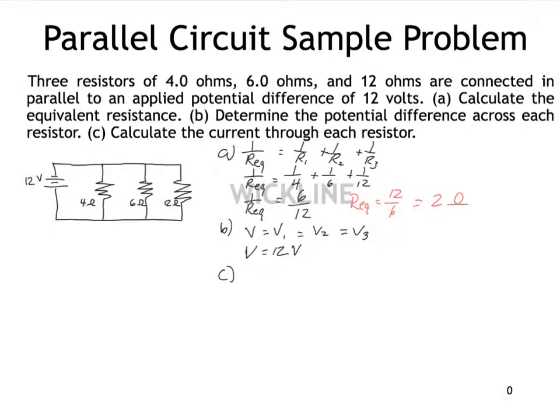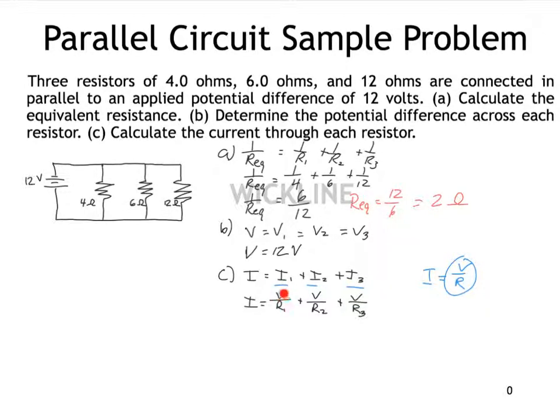For part C, we're asked about the current through each resistor, and for a parallel circuit, the currents will be different at each one of the resistors, but they'll add up to be the current at the battery. The electrons go through here, they all go different paths, they split up, but then they add back up to come back to the battery. So I is I1 plus I2 plus I3. And Ohm's law tells us that current is voltage over resistance, or I is V over R. So I'm going to put in a V over R for each one of the I's, because I equals V over R. I've done just that.